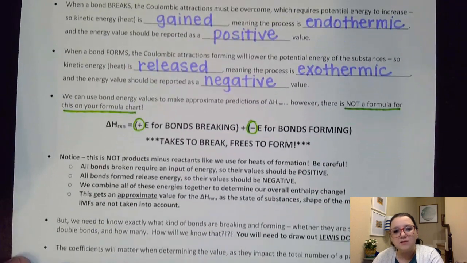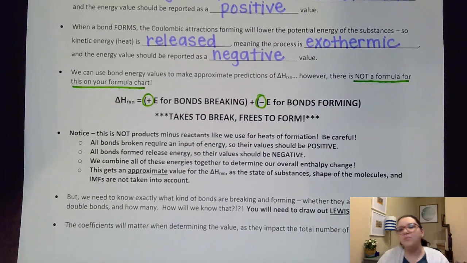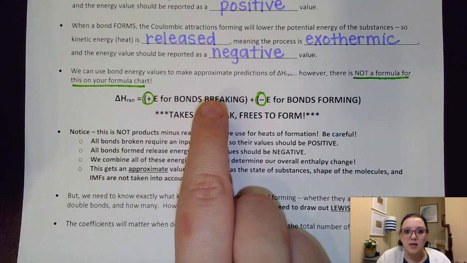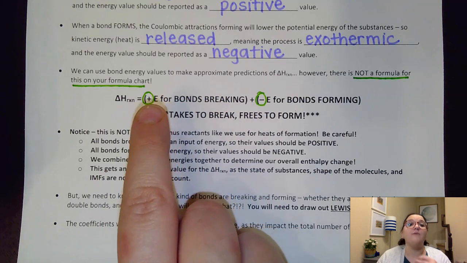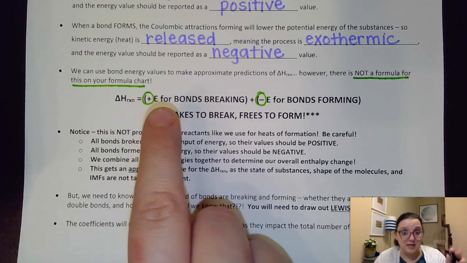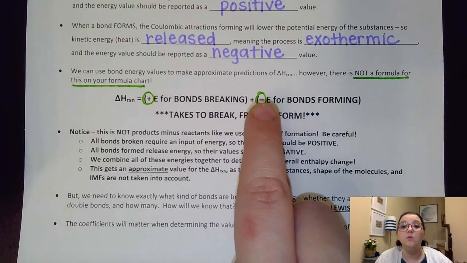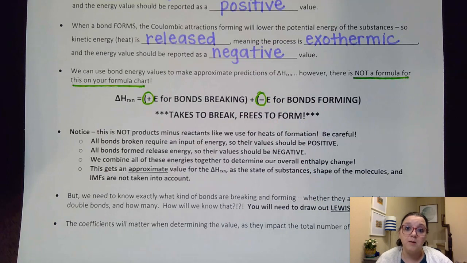So the way this is going to work is that we're going to be given all of this data for our bond energies. And so what we're going to need to do is decide, for a reaction, which bonds are we breaking and which bonds are we forming. For any bonds that are breaking, those energy changes would have a positive value because it takes energy to break, whereas any bonds that are forming would have a negative value because we free energy when we form bonds.